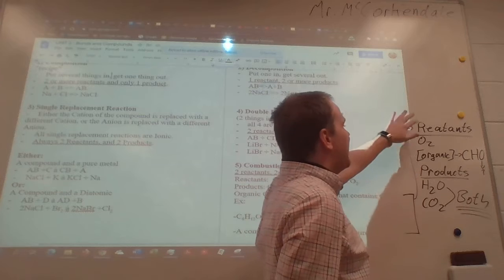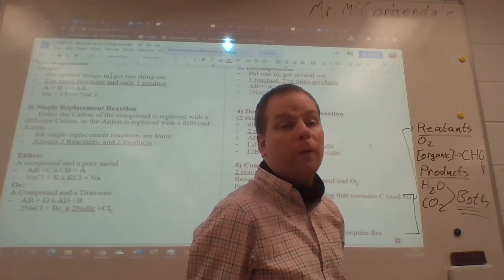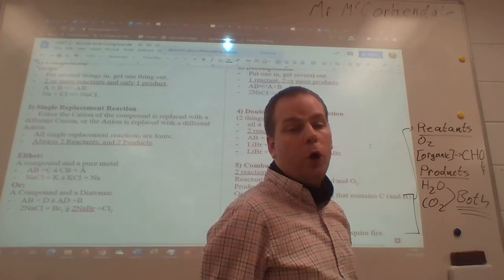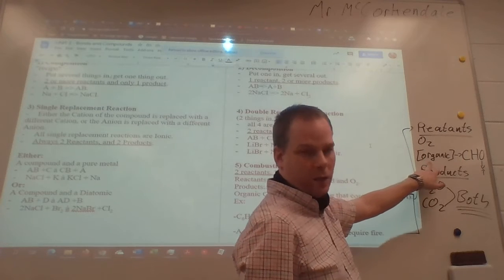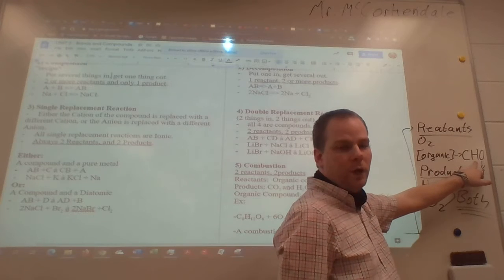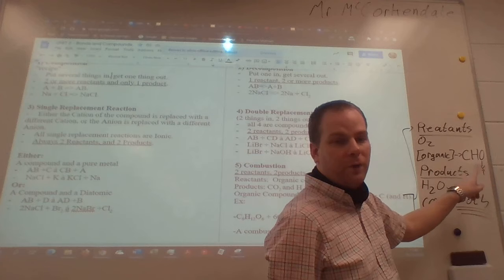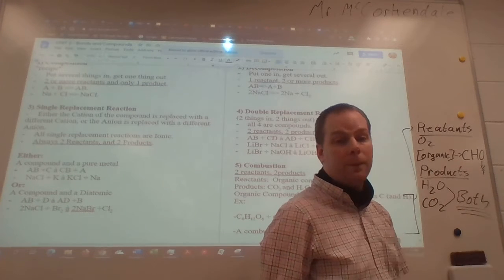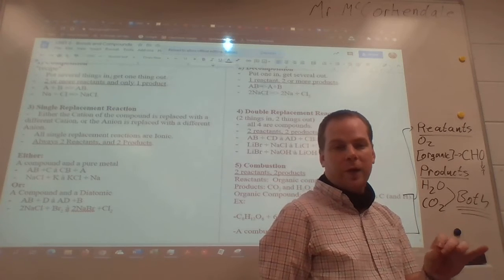Okay, the reactants and products for combustion reactions are very consistent. The reactants are always going to include O2, oxygen gas, and an organic. That is something with formula CH, and it might have an O. Subscripts are irrelevant, but if it's C and H or CHO, that is an organic compound. So that's a pretty good indicator that it's probably going to be a combustion reaction.